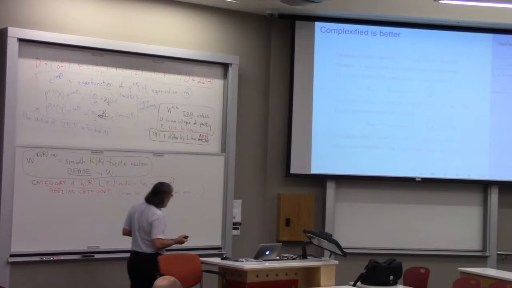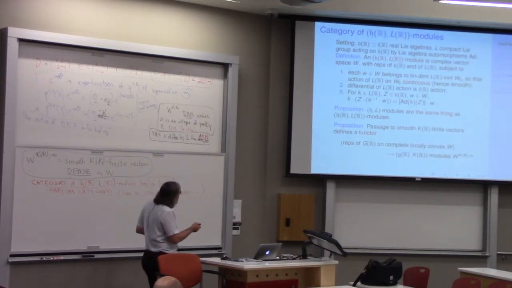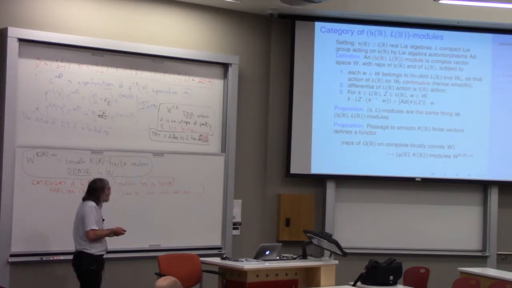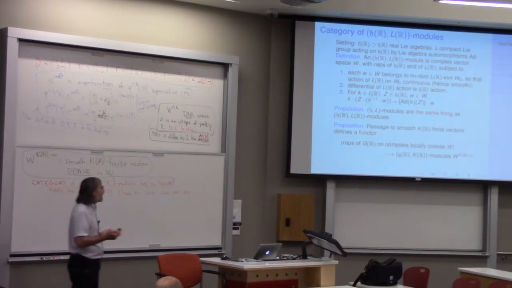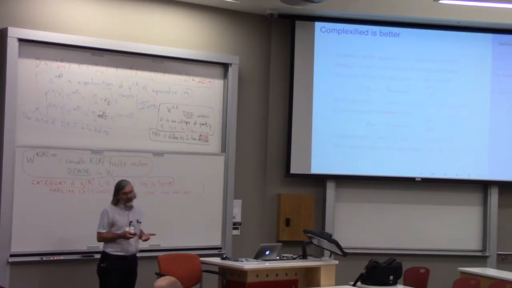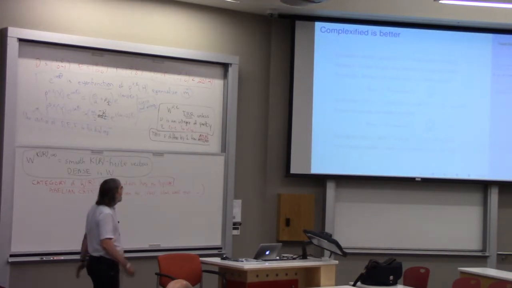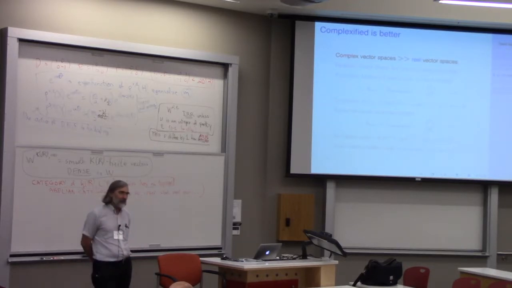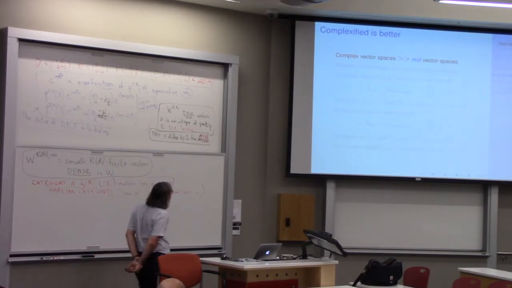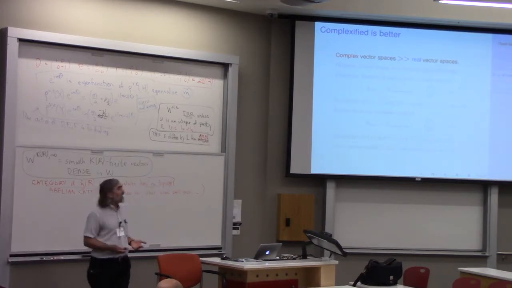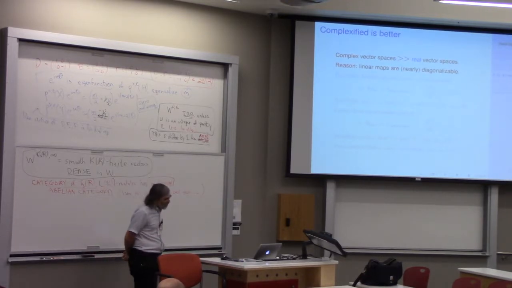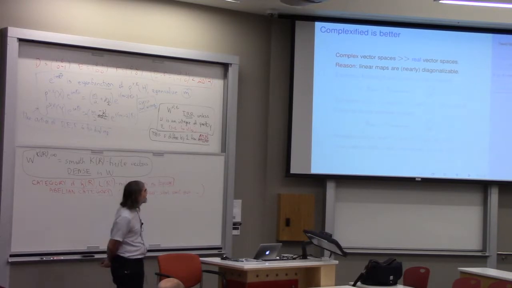As I say, this proposition got pasted in on the wrong slide somehow. What I want to do is take everything on this slide and complexify it. And I want to say a word about why complexifying is better. So complex vector spaces are better than real vector spaces. And one reason that that's true is that on complex vector spaces, you can approximately diagonalize linear maps.